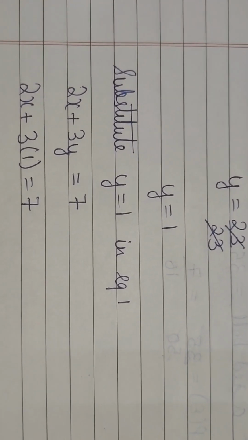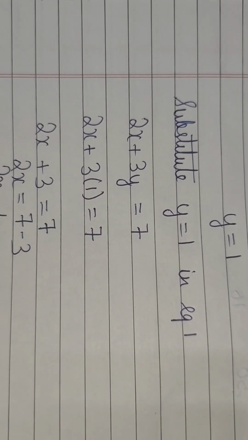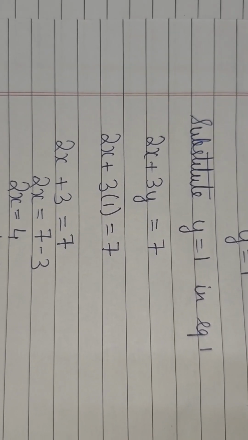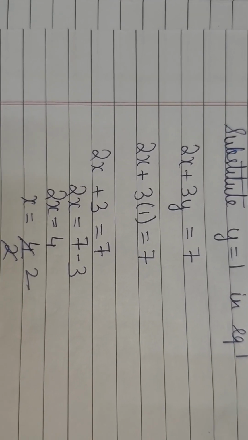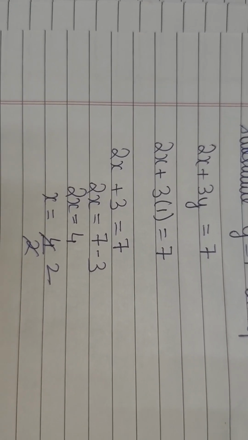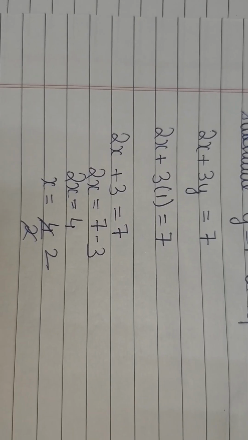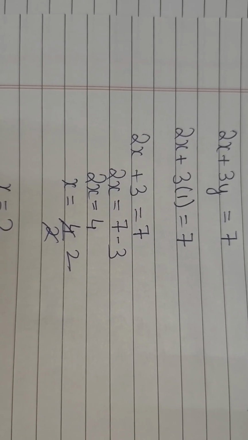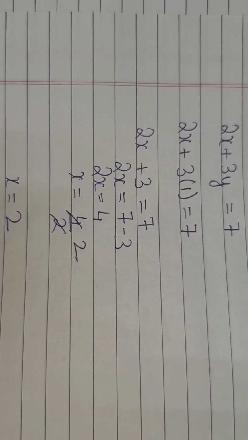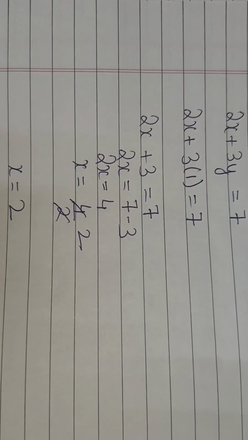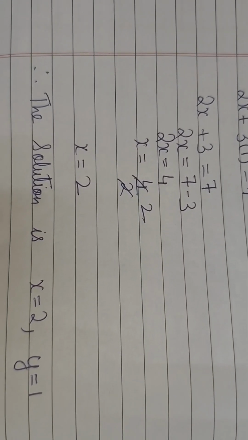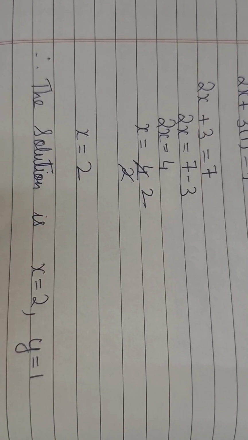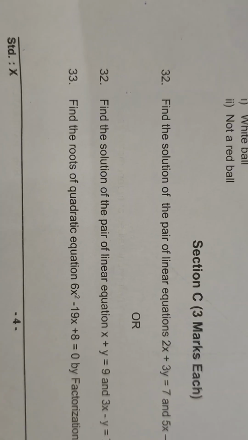Substitute y equal to 1 in equation 1. So 2x plus 3y is equal to 7, so 2x plus 3 is equal to 7. If I take 3 on the other side, it will be minus. So 2x is equal to 7 minus 3, so x is equal to 4 upon 2. So the value of x is 2. Therefore the solution is x is equal to 2 and y is equal to 1.